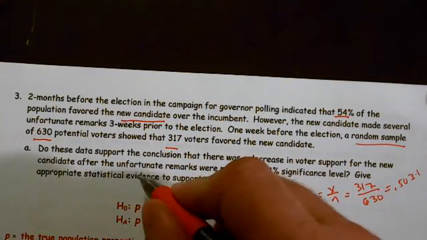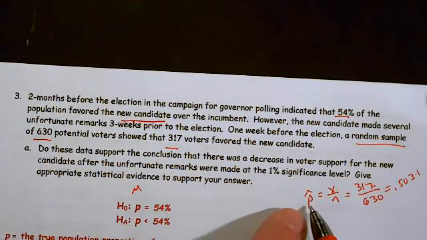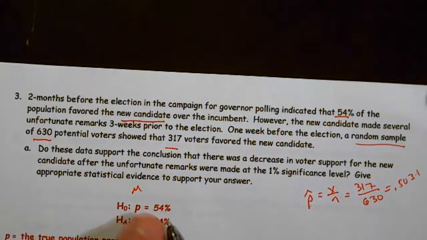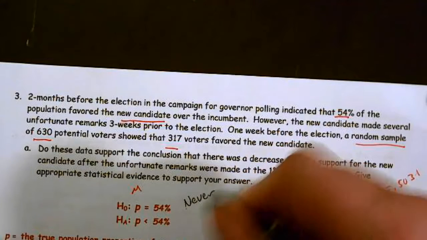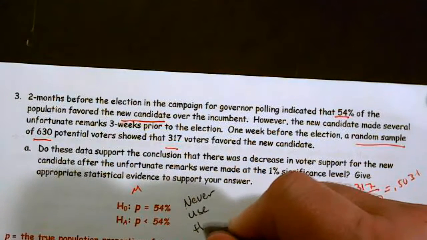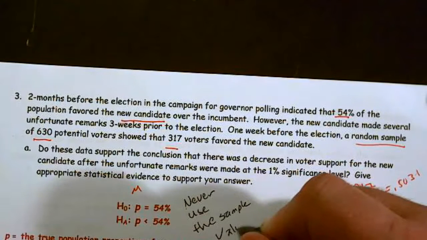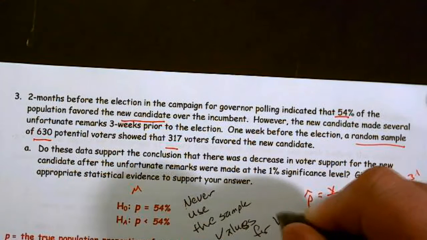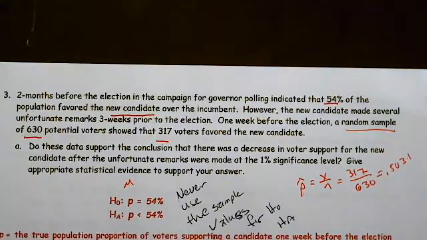If this had been a mean, we would use a mu, and x bar would be our sample. This is from the sample. This is what we believe. Never use your sample values here. So never use sample values, right? You should make a note to yourself so you write it down once and won't forget it. Never use the sample values for H0 and HA. Just say no, all right?